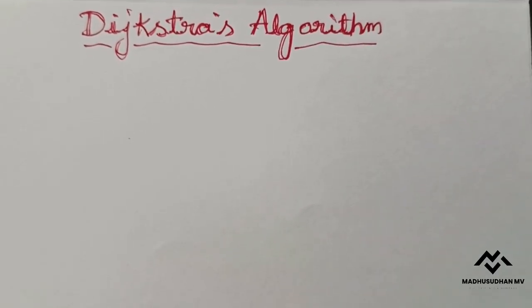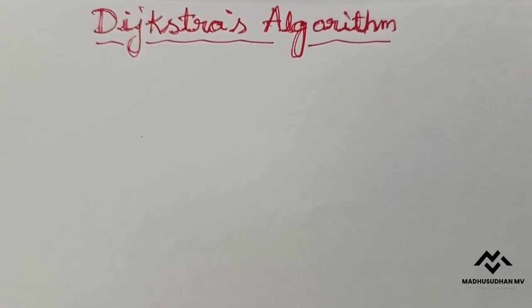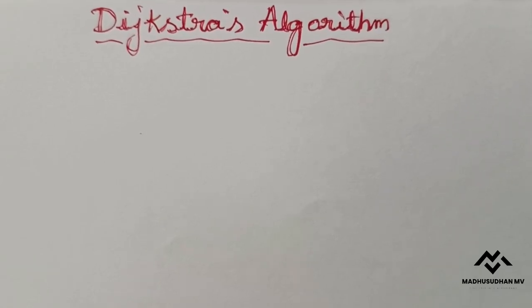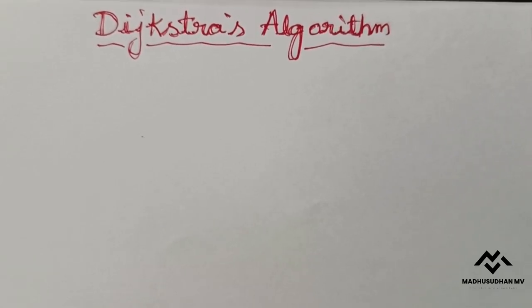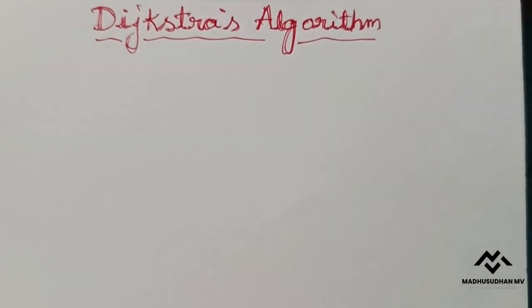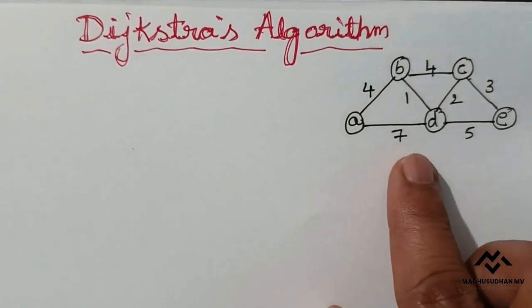Hi everyone. In this video, I am going to explain Dijkstra's algorithm. This Dijkstra's algorithm is used to find the shortest path from the source vertex to all other remaining vertices for the given graph. Assume this is the given graph.